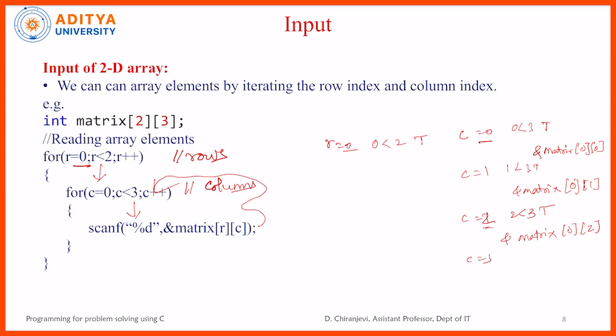Similarly, after updating this C value to 3, now 3 less than 3 is false. Now you will update from here R plus plus, now R value 1, again 1 less than 2 true. Now again it will set C value 0. Now C value 1, C value 2, it will be true. So second row values you will read, and C value 3 it will get false. Now again you update row, so row became 2, so 2 less than 2 false, so then it will stop.